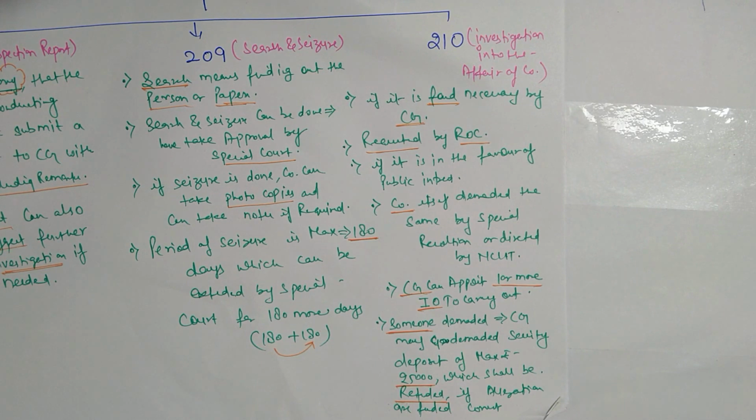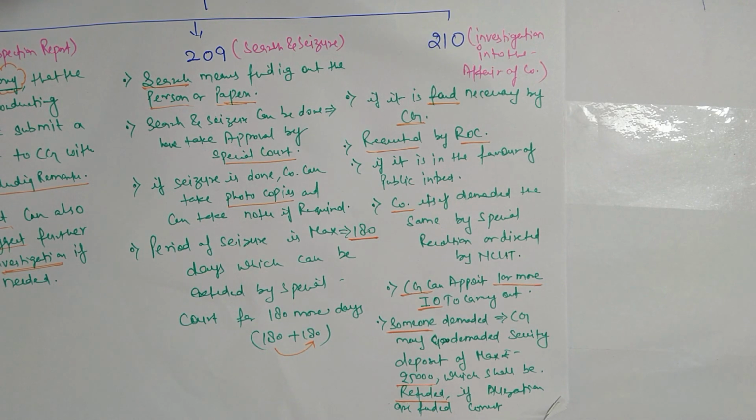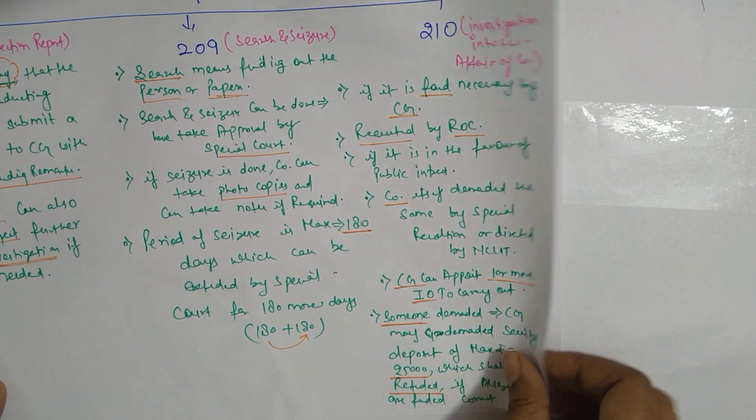So this is all about sections 206, 207, 208, 209 and 210. Now our next topic is 211, and it is important too because it is related to SFIO. So sections 211 and 212 both are very important. One talks about establishment and the second talks about investigation by SFIO. Fine. So section 211 and section 212.